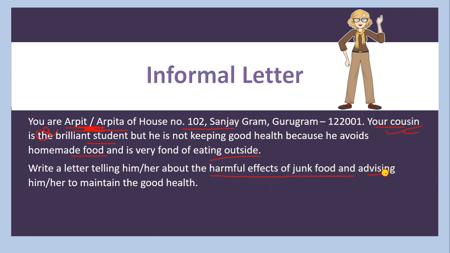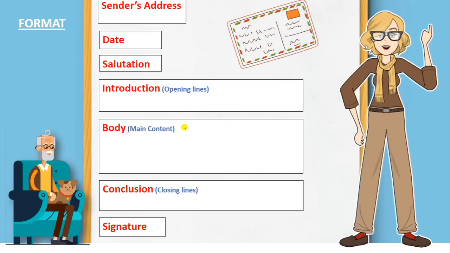Next is advising him to maintain good health. We have to make sure that you follow these points in your letter, that you are telling him about the harmful effects and then you will be giving him advice to maintain good health. Let's see how we will do this. First of all, most important thing, you will write the sender's address on the top.